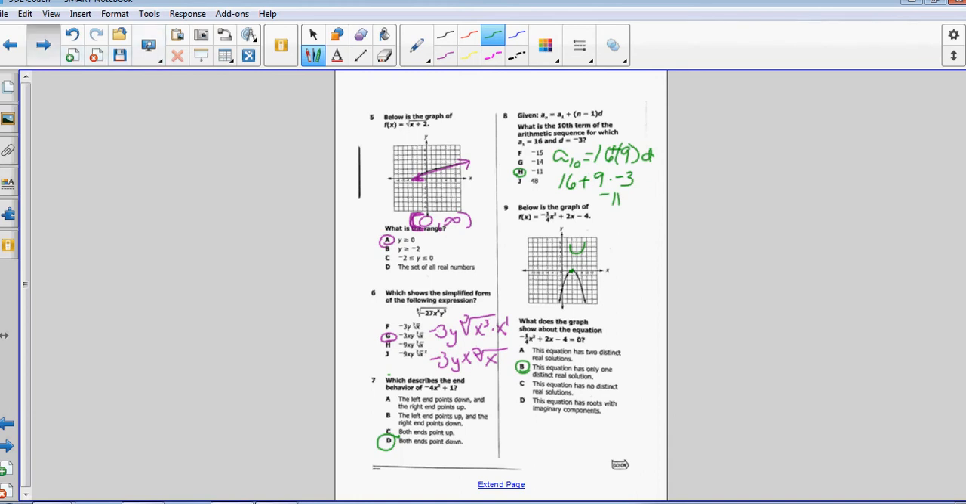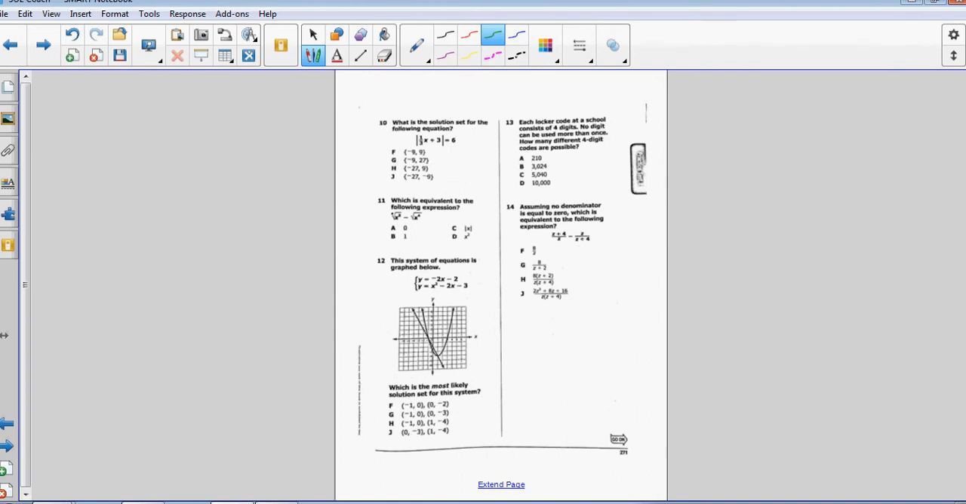Let's do one more page in this video. Okay, problem 10. What is the solution set for the following equation? It's an absolute value equation, which means it's going to have two answers. You're going to set the equation equal to 6 and negative 6.